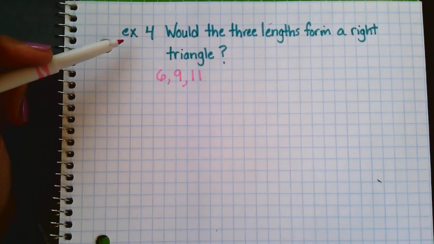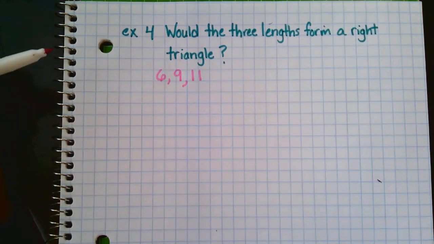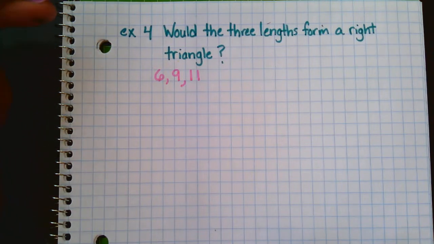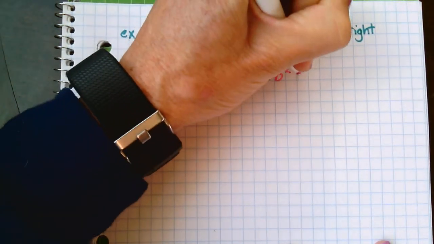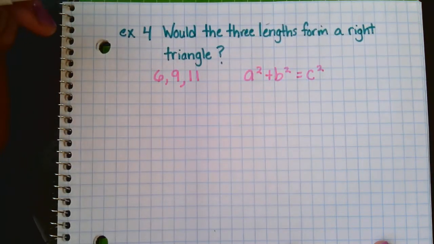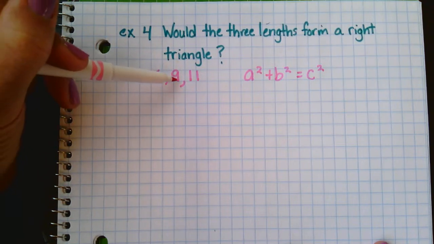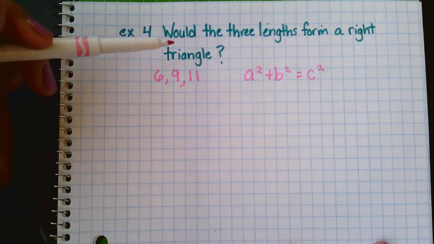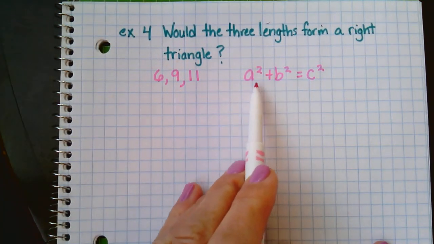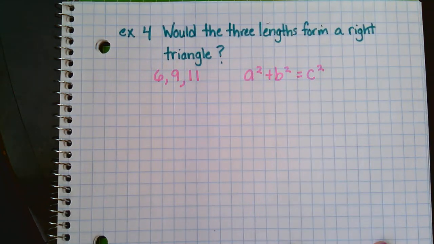Example 4 asks us, would the 3 lengths form a right triangle? And they give us 3 side lengths, 6 units, 9 units, and 11 units. Okay. We know the Pythagorean Theorem now, so I'm going to write that A squared plus B squared equals C squared. So in order for them to form a right triangle, we have to square the 2 shorter sides, which we'll call A and B, and compare that to the square of the longest side, and it must be equal. The sum of the squares of the 2 shorter sides has to be equal to the square of the longest side in order to form a right triangle.